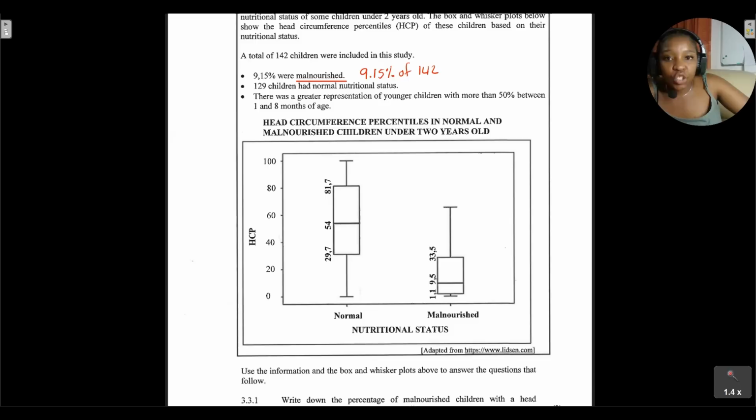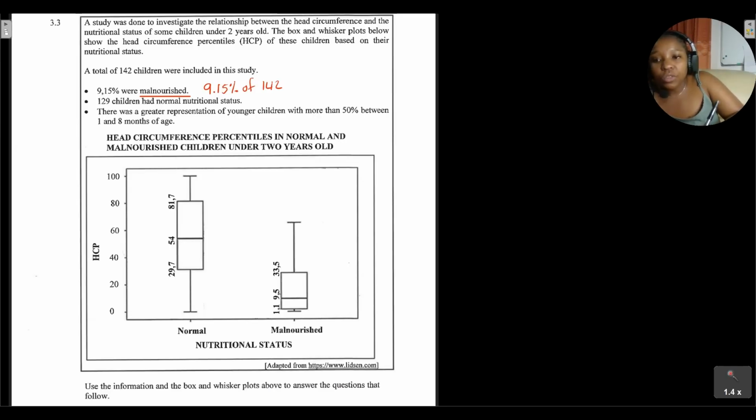There was a greater representation of younger children, with more than 50% between 1 and 8 months of age. Here we're given the head circumference percentiles in normal and malnourished children under 2 years old. So we're given the head circumference percentiles on the y-axis, and on the x-axis we've got the nutritional status of these children. This is the box and whisker diagram that was drawn for the normal children, and this is the box and whisker diagram that was drawn for the malnourished children.